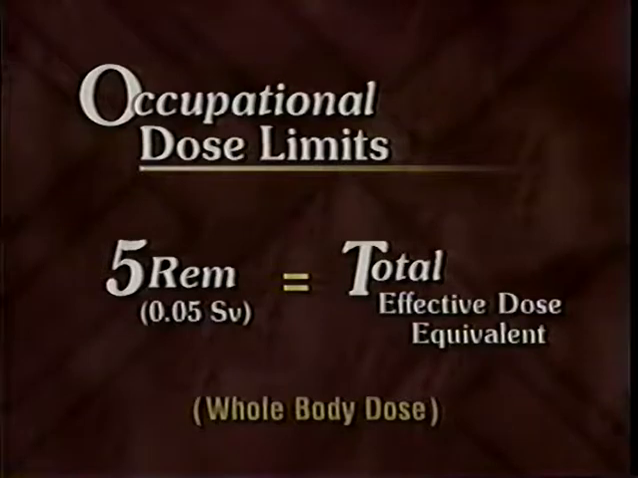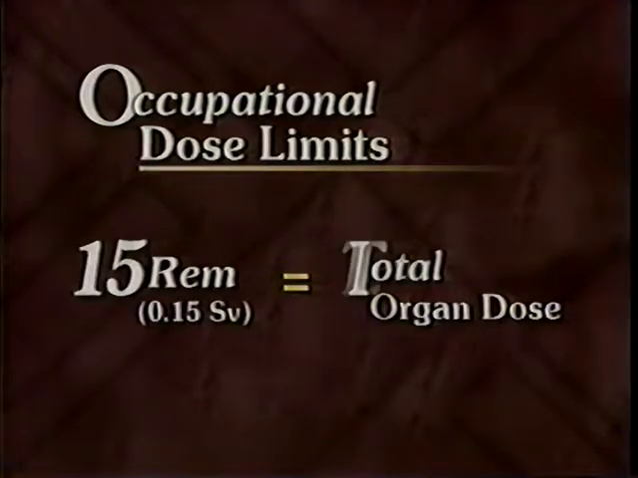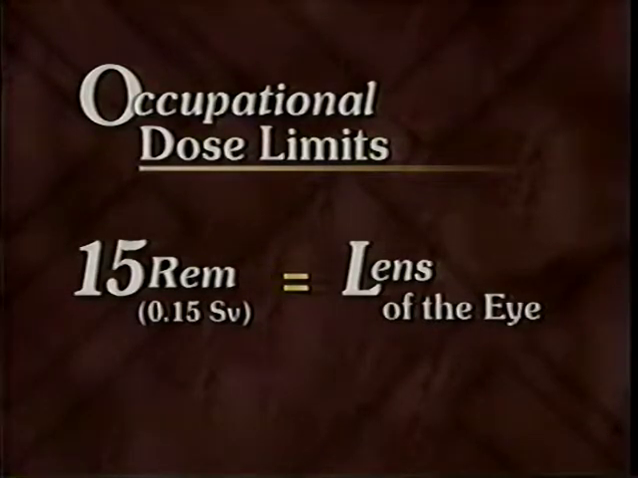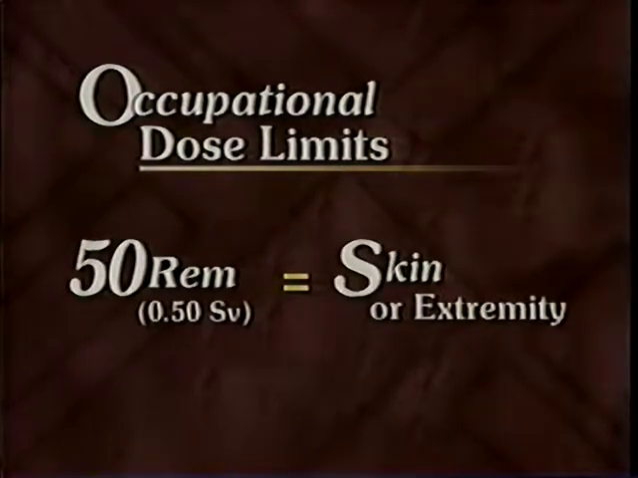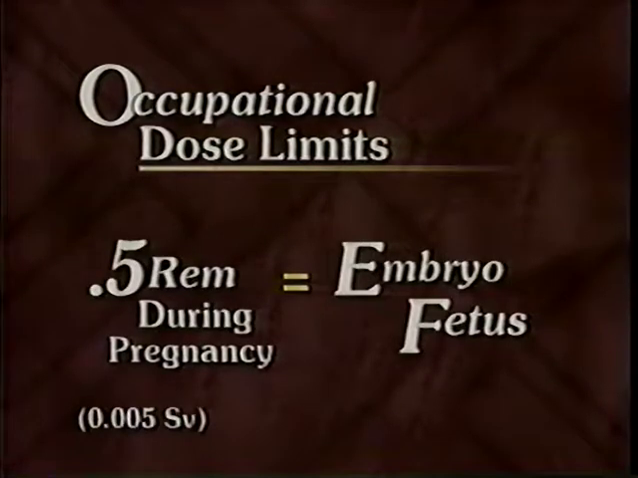5 rem is the current total effective dose equivalent limit. There is a limit of 50 rem to any single organ, a 15 rem limit to the lens of the eye, and a 50 rem limit to the skin or any extremity. For minors, the annual occupational dose limit is 10% of the dose limit for adult workers. For the embryo/fetus of a declared pregnant woman, the dose limit is 500 millirem during the entire pregnancy.